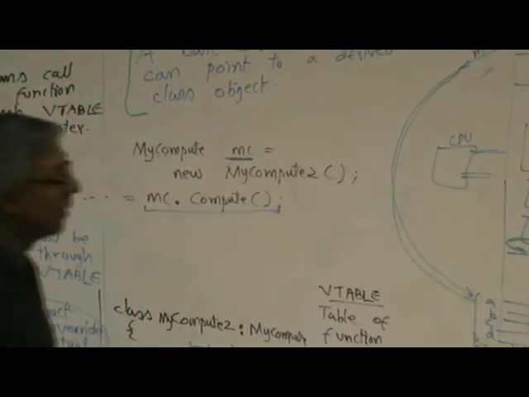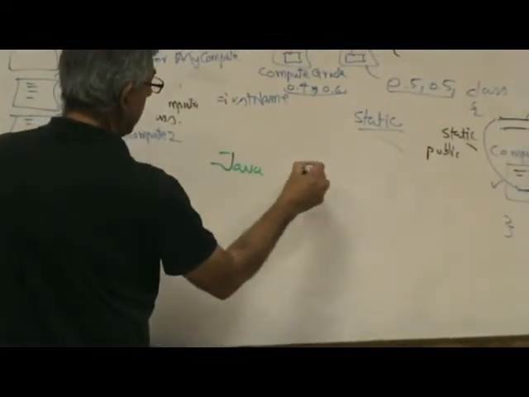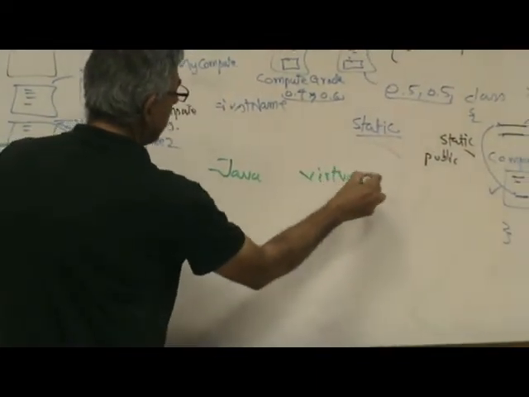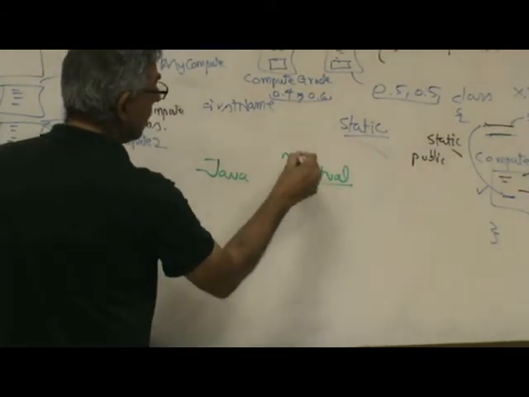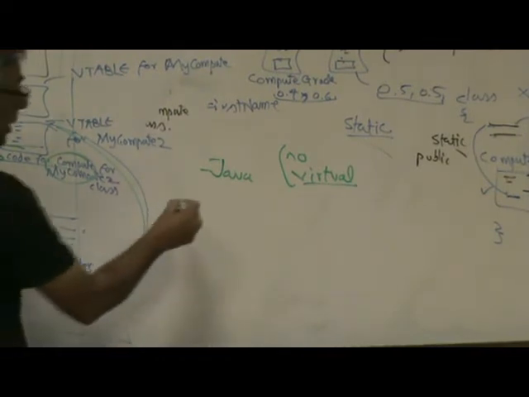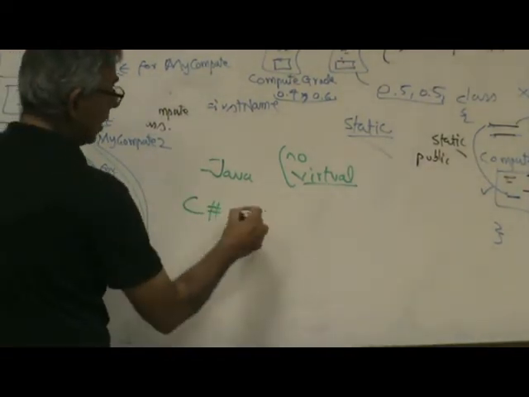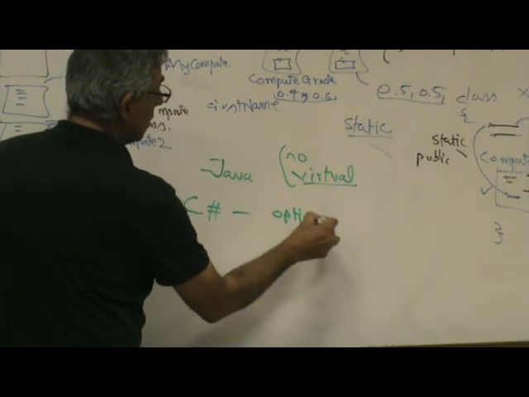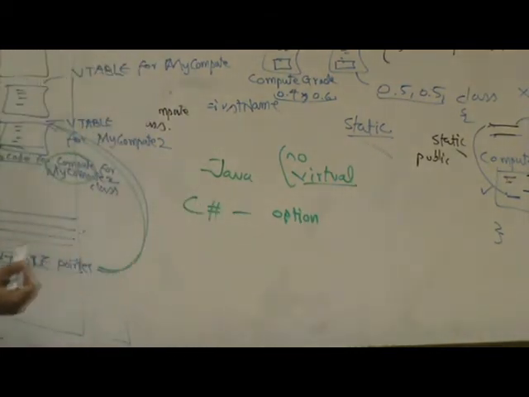Okay, so now very briefly, how come Java does not have the virtual keyword? For those of you who have done Java programming, there is no virtual keyword in Java. Why does C# give us an option to use the virtual keyword or not use the virtual keyword? Okay. So the answer goes like this.